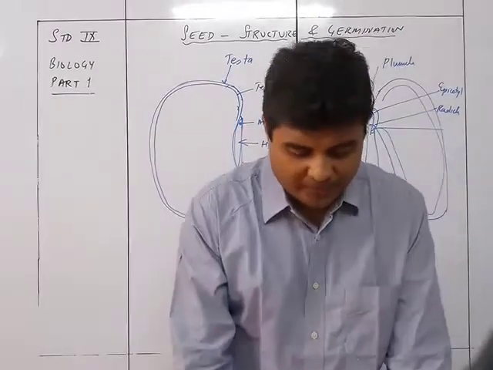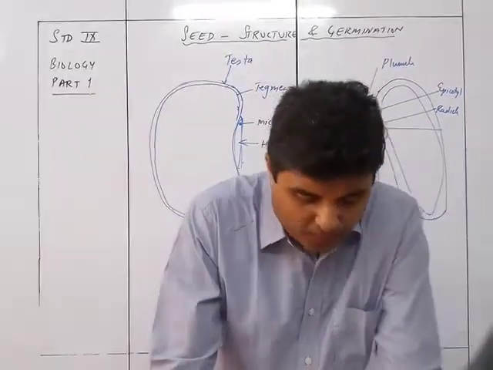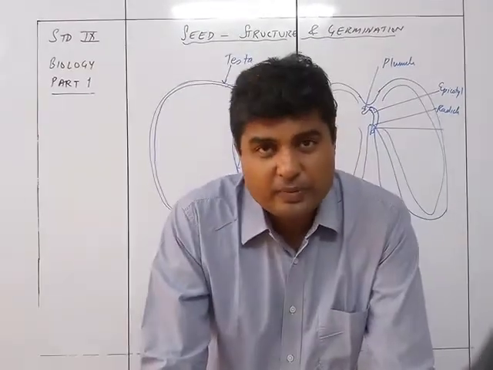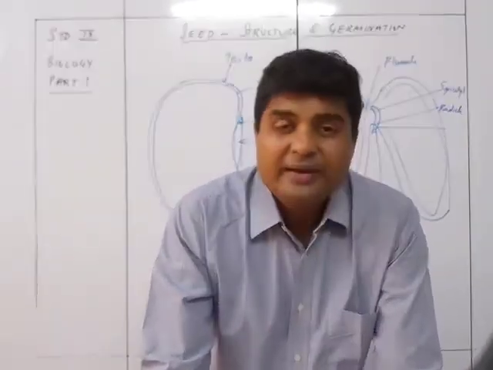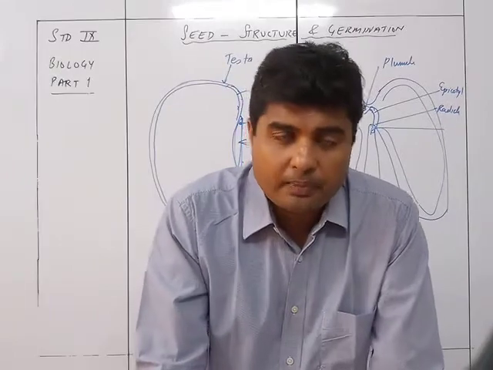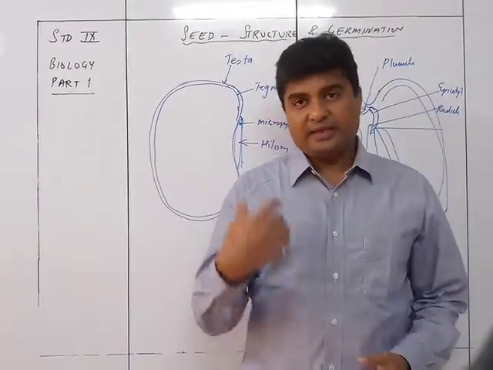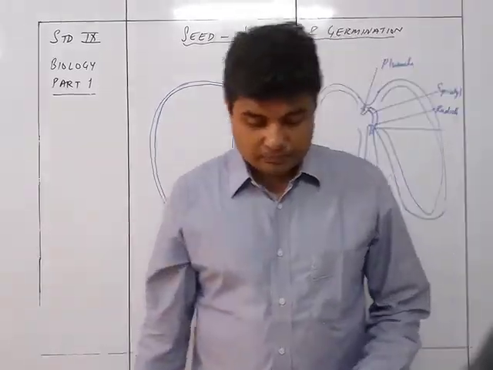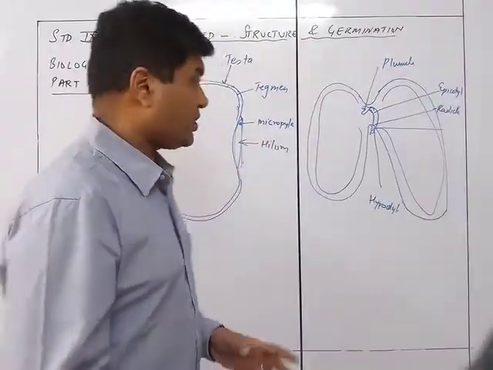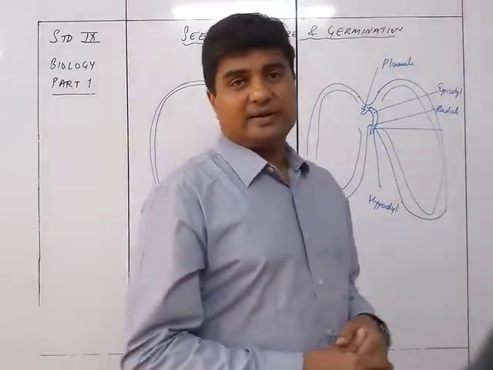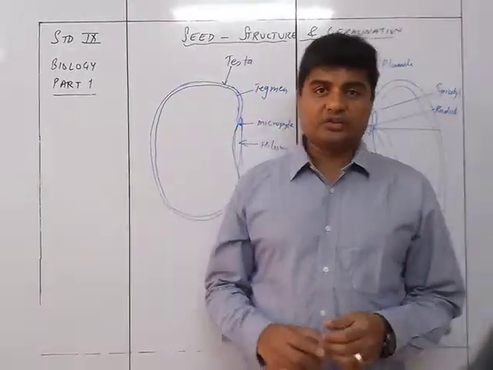So the region of the axis between the point of attachment of the cotyledon and the plumule, the part between the cotyledon and the plumule, is the epicotyl, and the region below the point of attachment of the cotyledon is the hypocotyl. So that was about the structure of the bean seed. This was a bean seed, which was a dicotyledonous seed. Okay, so this was the structure of the bean seed.